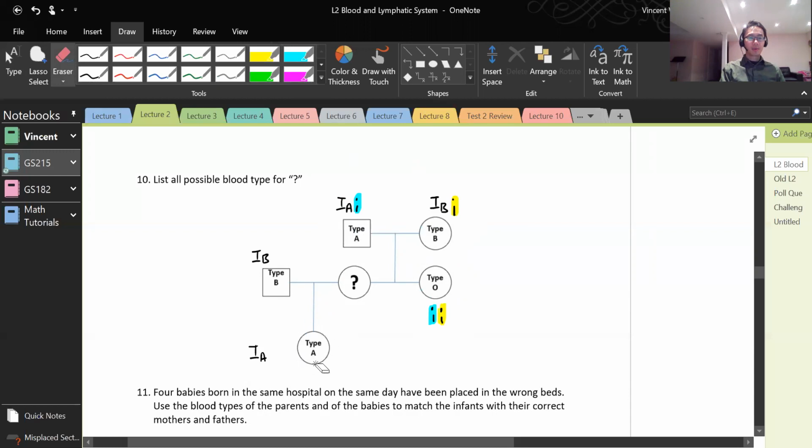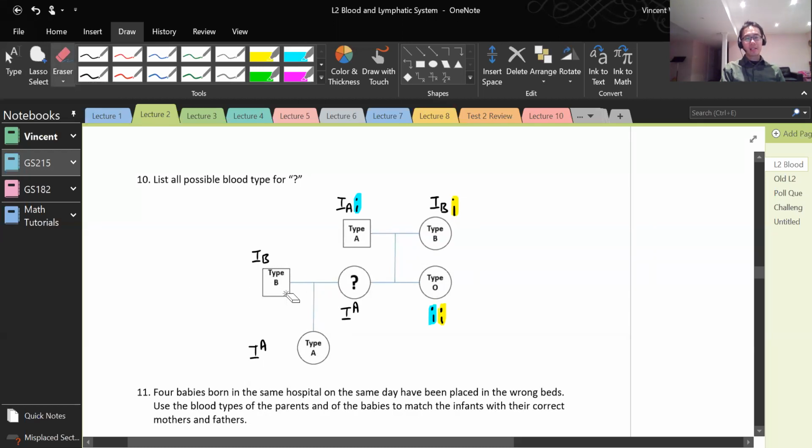All right. What about this person here? Well, if she is IA, where did she get the IA? Did she get it from the father or from the unknown mother? The IA, did it come from the dad or the mom? What do you all think? Mom or dad? Do we know? It has to be from mom, right? Because if it came from dad, then he would have been type AB.